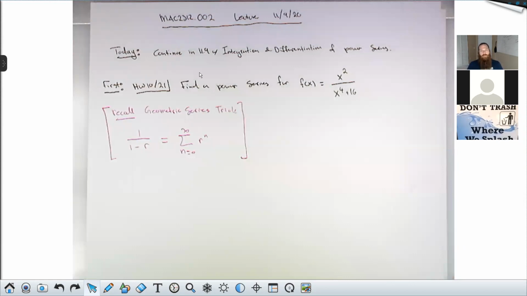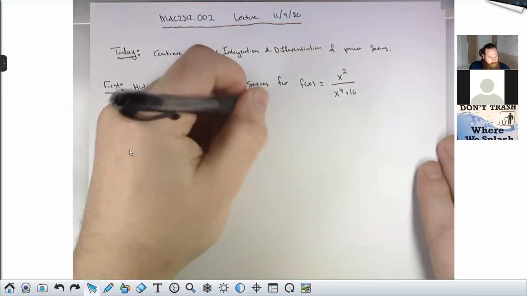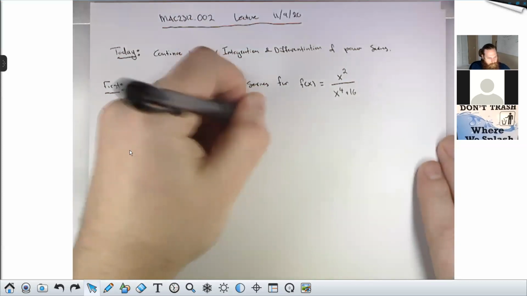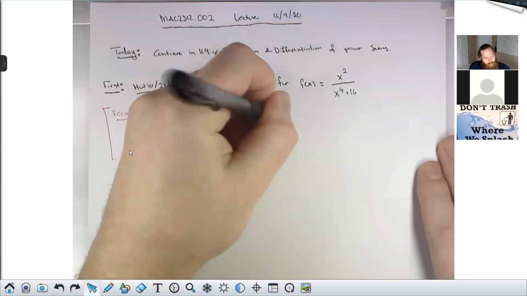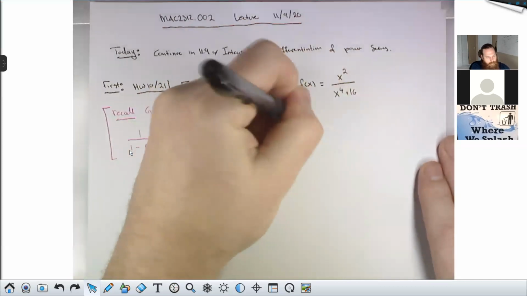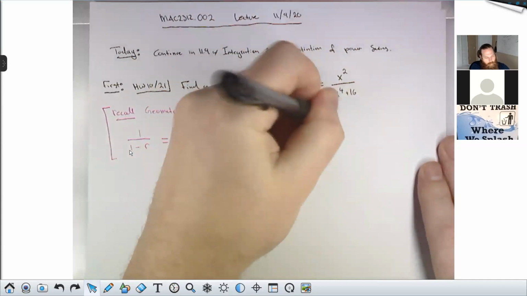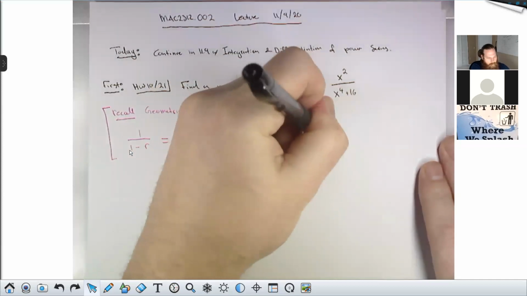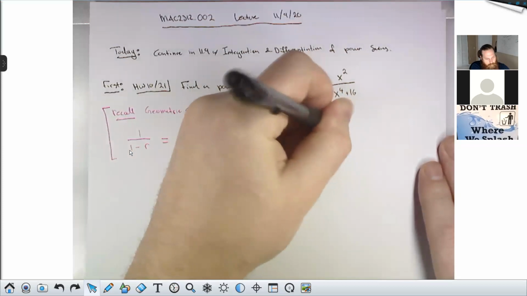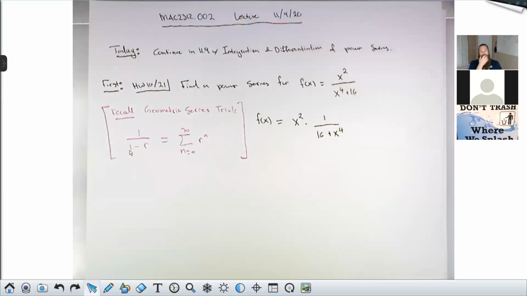So my goal is to write this function in this form. And the way I would begin is by saying, well, f of x, I can pop the x squared out. That's x squared times 1 over, and I can change the order downstairs. 16 plus x to the 4 is the same as x to the 4 plus 16. So this would be my first step.